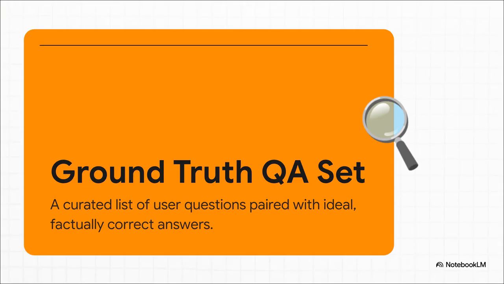So what is this source of truth? It's a ground truth question and answer set. To put it simply, it's a carefully curated list of questions that your users are probably going to ask, and each one is paired with the absolute, perfect, factually correct answer. Think of it like the official answer key for your AI's final exam.